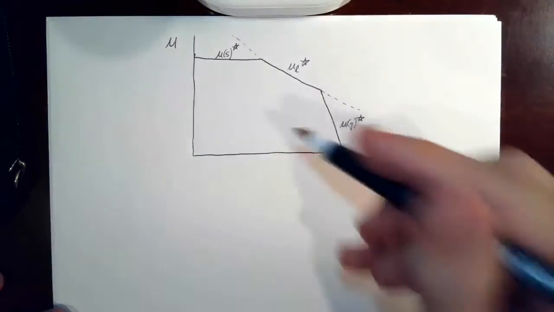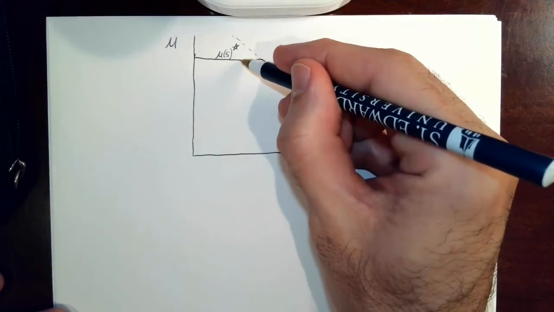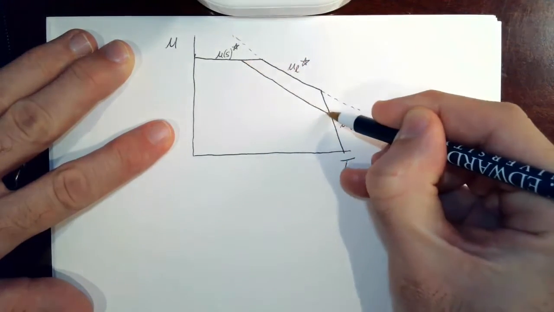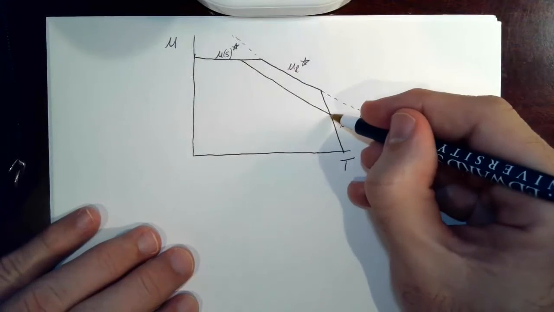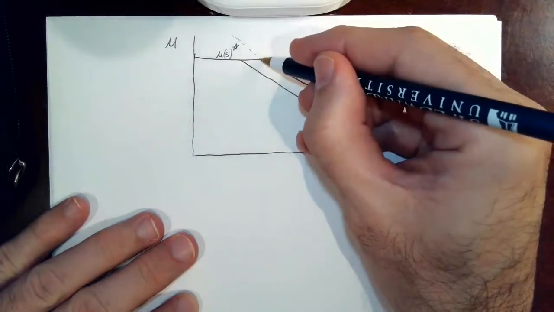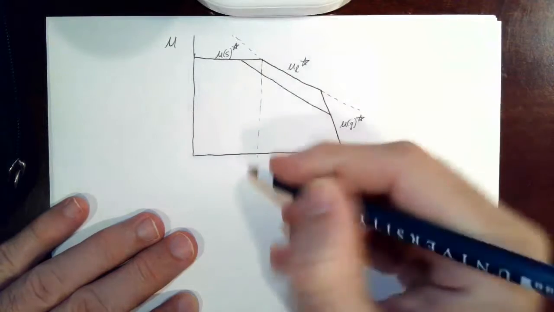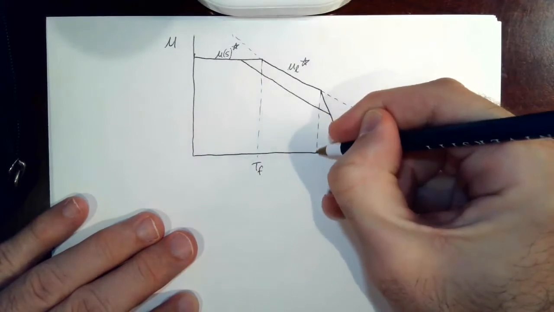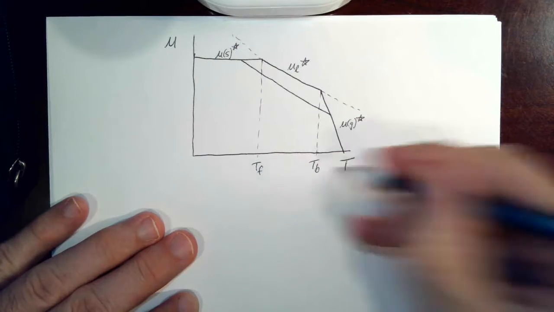You can imagine an infinitely long line that I'm going to extend down, and it's going to end up down here, parallel to the first one, but farther down. Okay, so remember that this temperature was the freezing point, and this temperature was the boiling point.